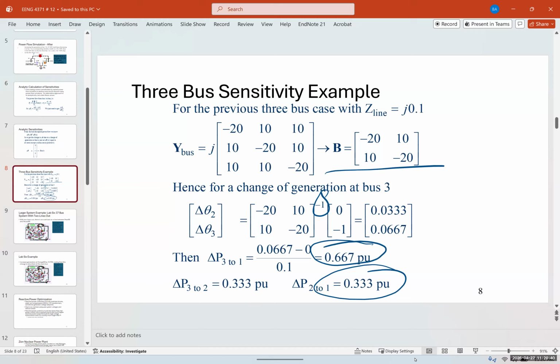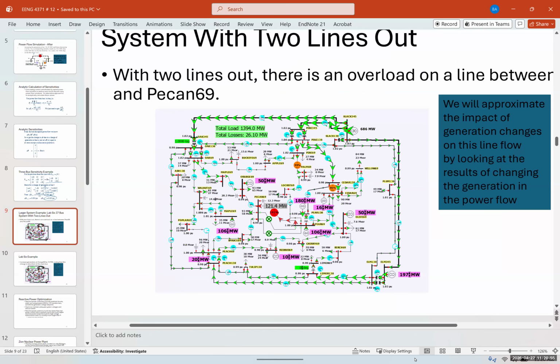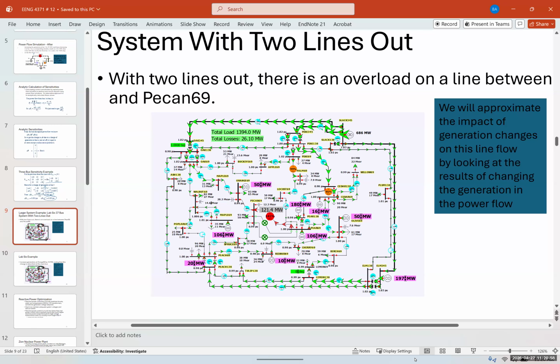Again, instead of going to the simulation, it takes a lot of time. When you have hundreds of generators, you can do it numerically. Now, this is a realistic situation, and it is a 37 bus system with 2 lines already out of service. Because of those outages, there is an overload on the line between Pier 69 and Pecan 69. This is exactly the kind of emergency contingency that real operators deal with.